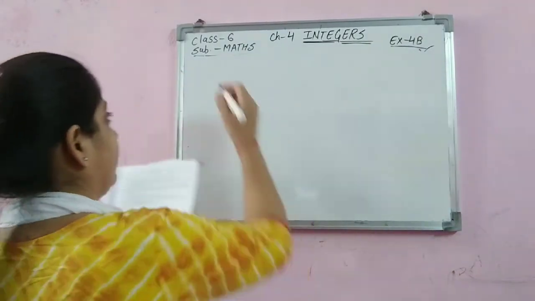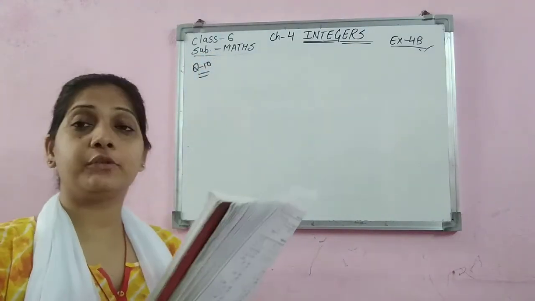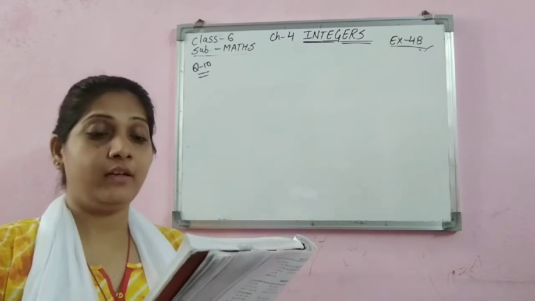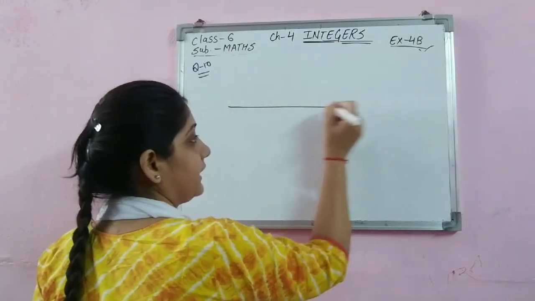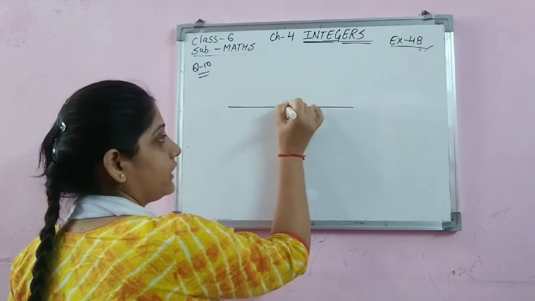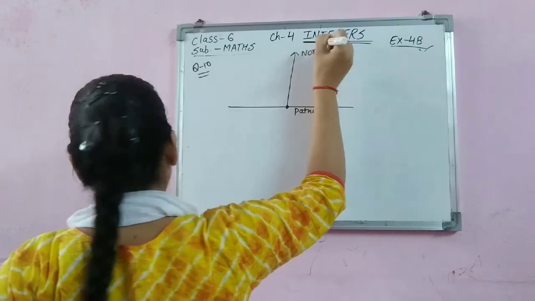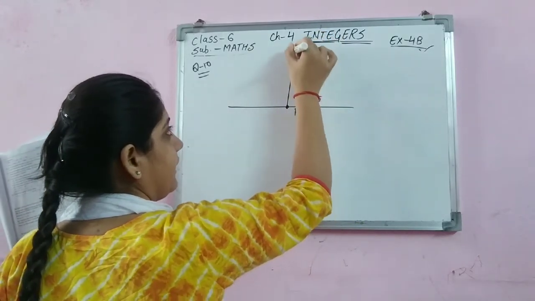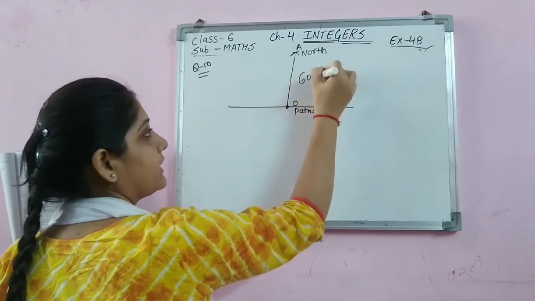Question number 10. A car traveled 60 km to the north from Patna and then 90 km to the south from there. How far from Patna was the car finally? Direction sense should be there. Suppose Patna is here. This dot is Patna and it is moving to the north. How much distance is it covering? 60 km. Suppose this is at point O. O to A, it is north, 60 km.